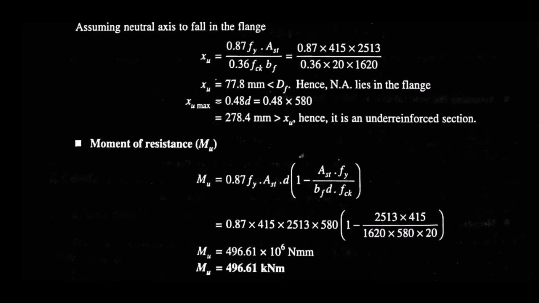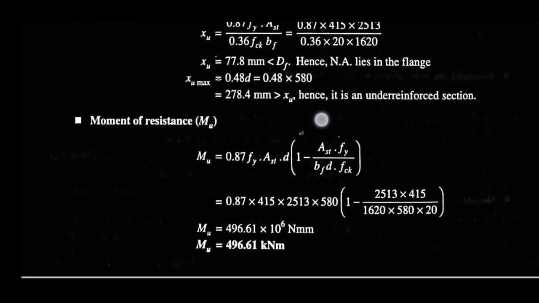From this, after putting these values, we can get the value of Mu, the moment of resistance, which is asked in our question. So Mu is equal to 496.61 into 10 to the power 6 Newton mm. That means Mu is equal to 496.61 kilonewton meter. So this is the answer of our problem. In this case, the neutral axis lies in the flange. So let's solve the next problem.